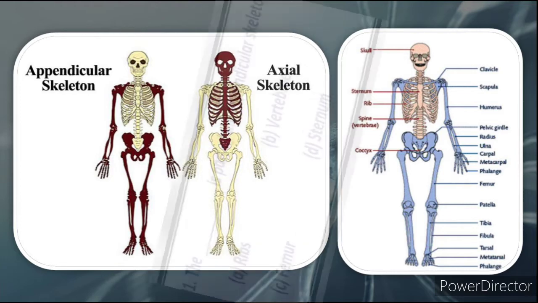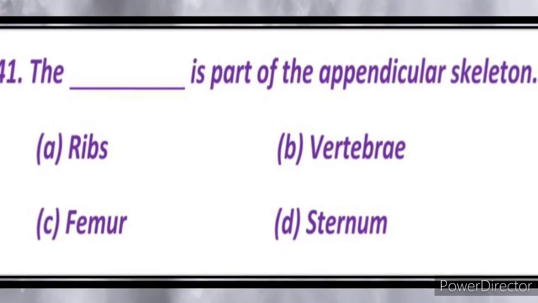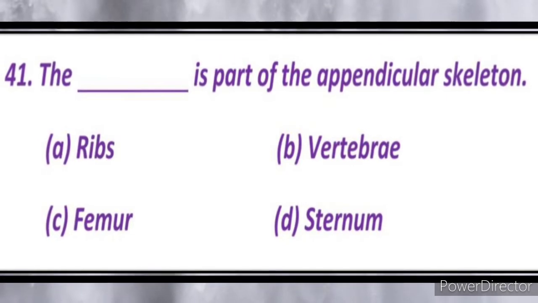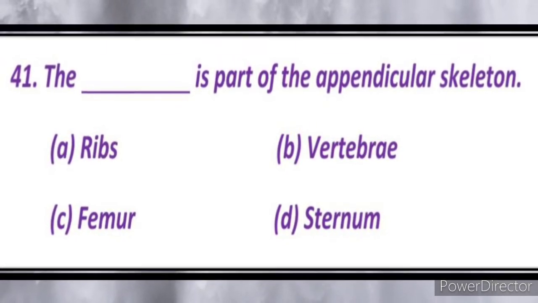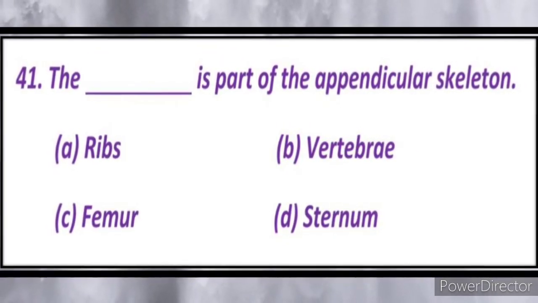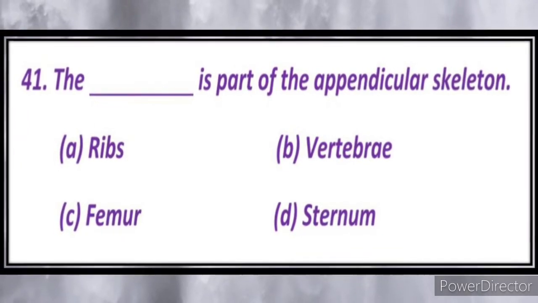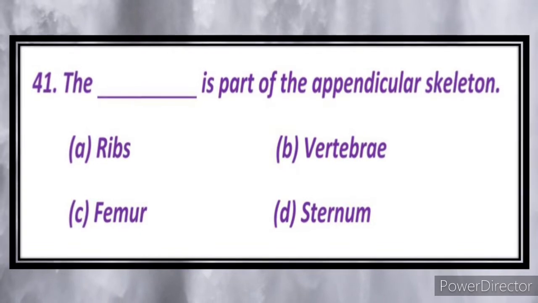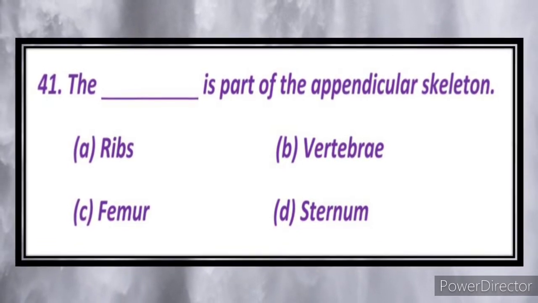So here in the options, ribs, vertebrae, sternum, all are the part of the axial skeleton. The only option that is a part of the appendicular skeleton is the femur. It is a thigh bone. Femur is a thigh bone. So here the answer is femur. Femur is a part of the appendicular skeleton.